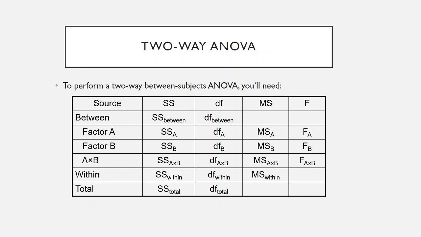It's just that you're going to need an F value that indicates the amount of variance that came from factor A. You're going to need an F value reflecting the main effect of factor B, and an F statistic reflecting the strength of the interaction. So a lot more information here.